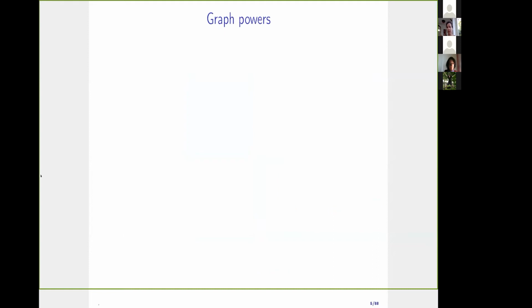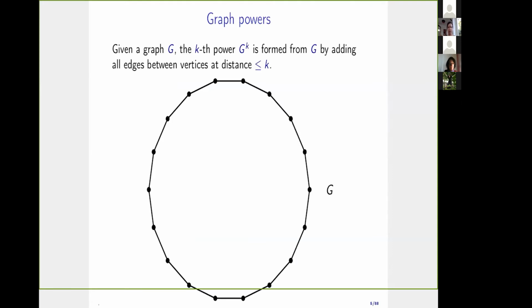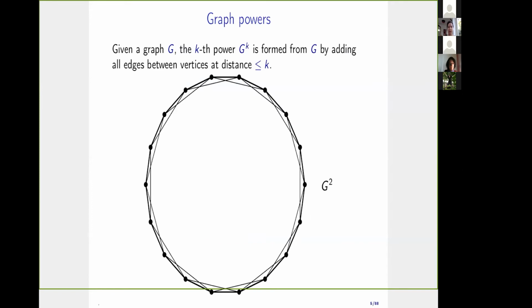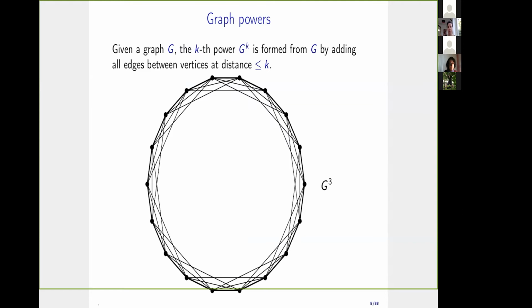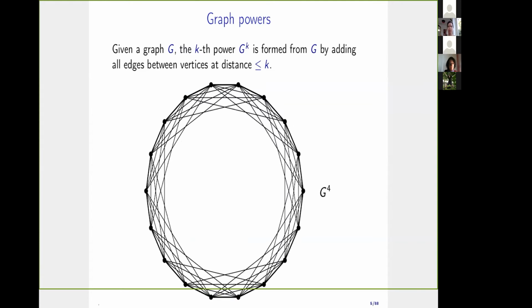Let me now introduce what the graph power of a graph is. I believe this concept was introduced in 2002 by Alon and Mohar in a paper about the chromatic number of a graph power. Basically, given a graph, the k-th power of a graph is formed by adding all the edges between vertices at distance smaller than or equal to k. So if G is, for example, a cycle graph, G to the power of 2 would be this graph. You just add these extra edges for pairs of vertices at distance 1 or 2. For 3 it gets denser, and for 4 obviously even more. So this is the definition of graph power.